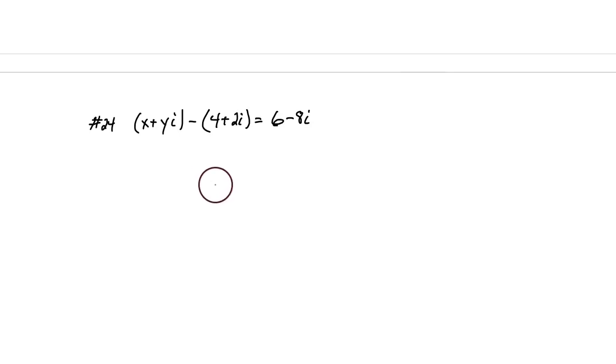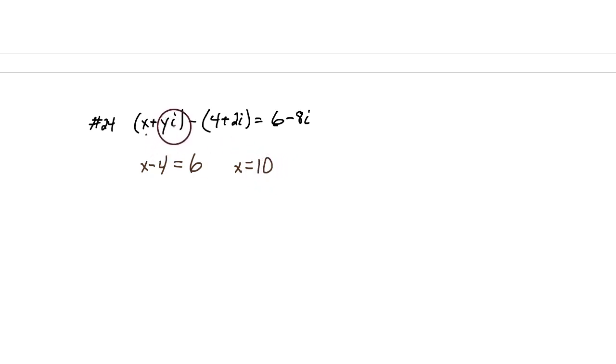Number 24, this is where we solve for x and y. So x is a real number, and the 4 is the real number. So the x minus the 4 has got to turn out to be 6. Therefore, x is 10.